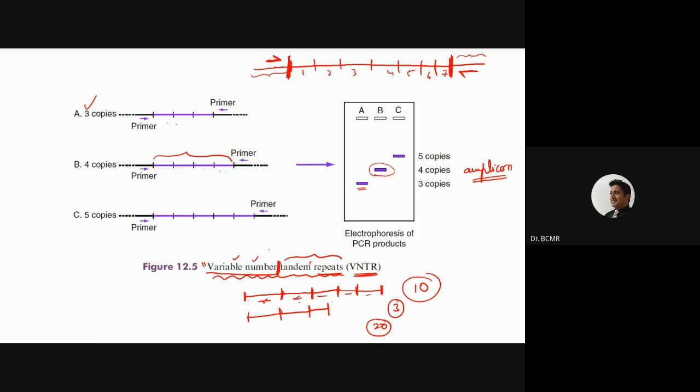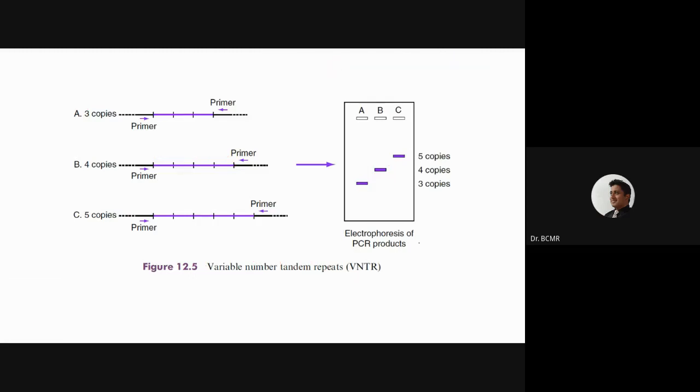I have to discuss one thing so that I can see if your understanding is good or not. If I had made a primer here and here, what will be the amplicon size in A, B, and C?